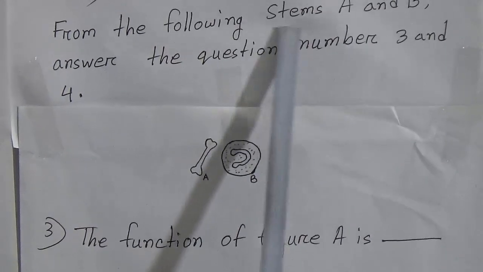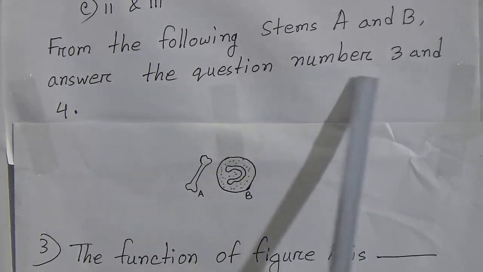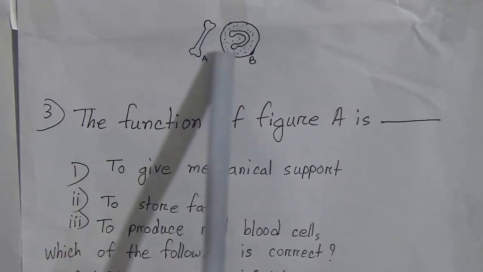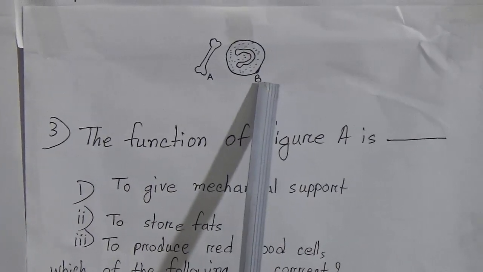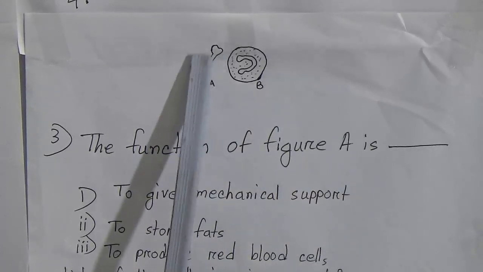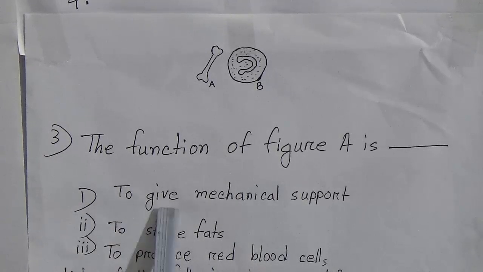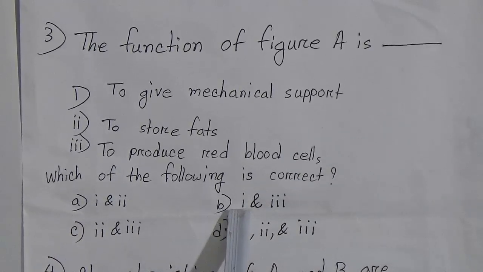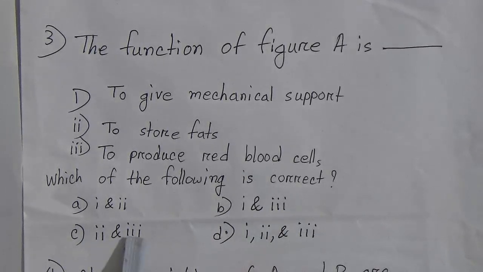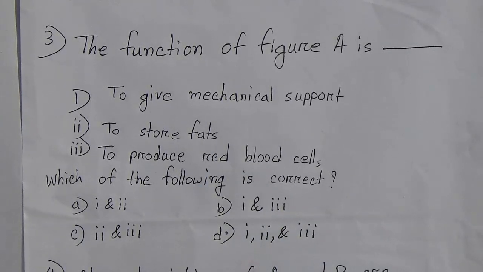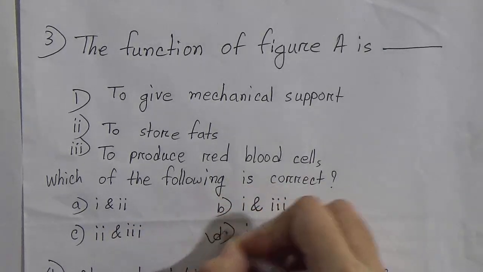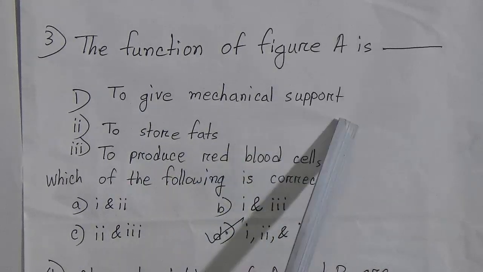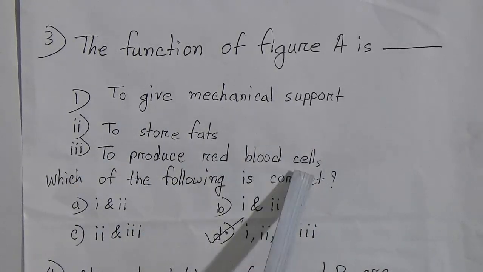Next, from the following stem A and B, answer question number 3 and 4. Here is the stem, you can see here are two figures, figure A and figure B. The function of figure A, that means this figure, is, 1 number option is to give mechanical support, 2 number to store fats, 3 number to produce red blood cells. Which of the following is correct? A number is 1 and 2, B number is 1 and 3, C number is 2 and 3, or D number is 1, 2 and 3. So the answer is D number. That means to give mechanical support, to store fats, to produce red blood cells.